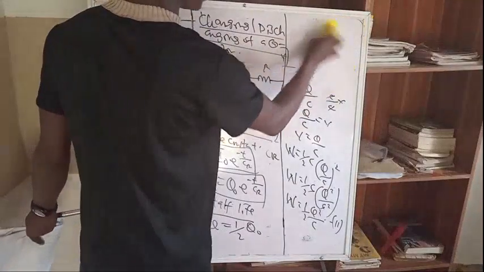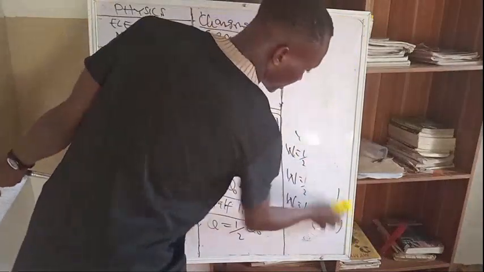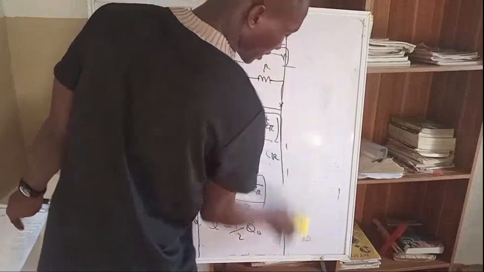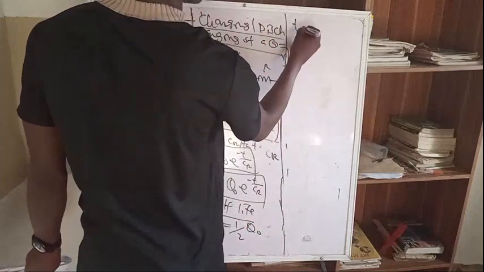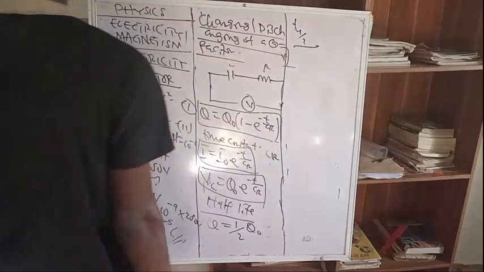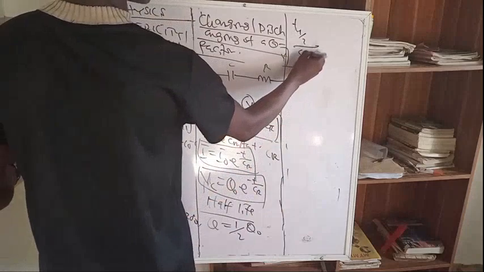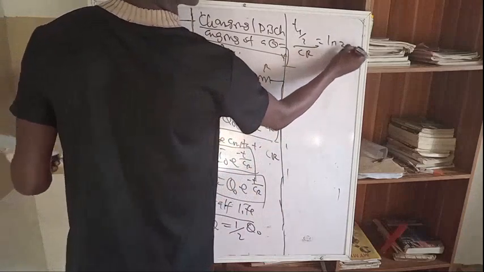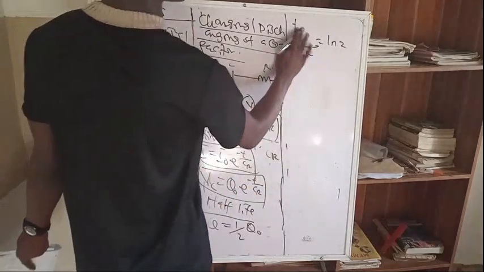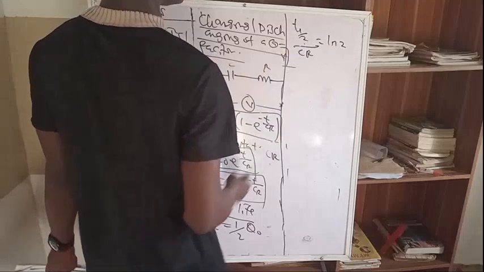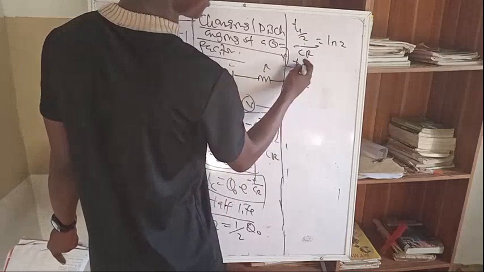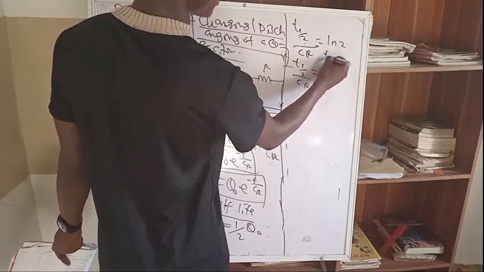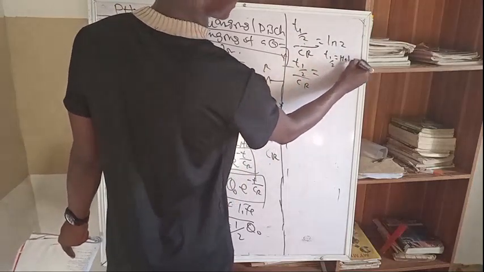So the first is T half, that is the symbol of half-life, T 1 over 2. We have T 1 over 2, the half-life, over CR, the time constant, is equal to ln 2. This is the first formula for half-life. So we have T 1 over 2 over CR equal to ln 2. I'm looking for T 1 over 2, which is the half-life.